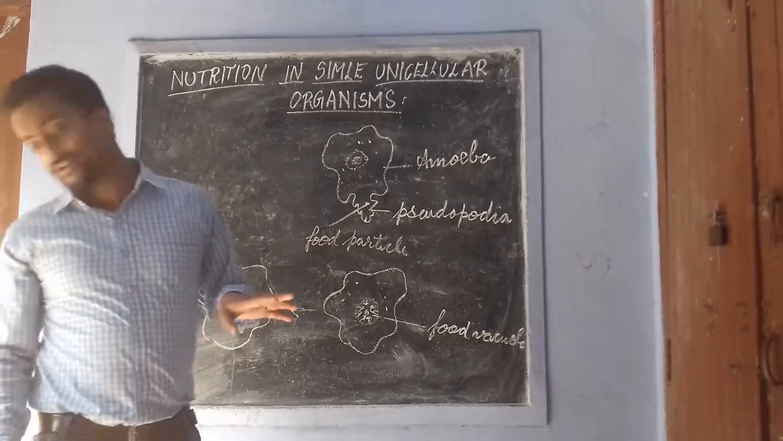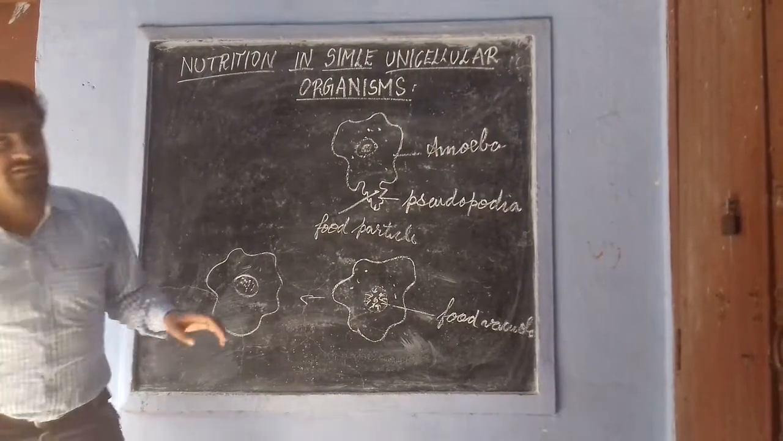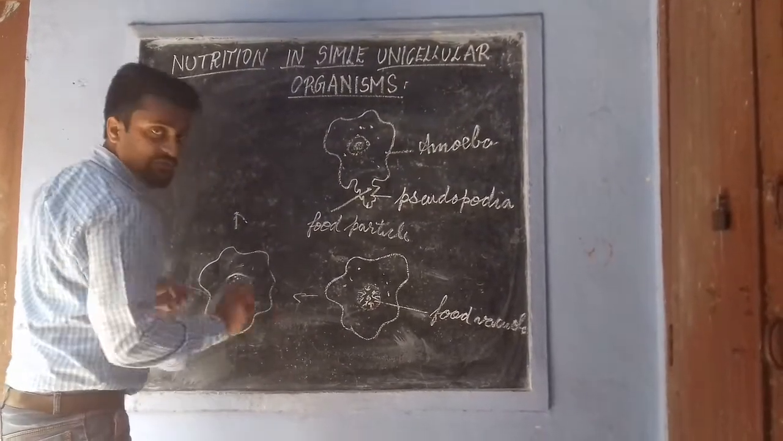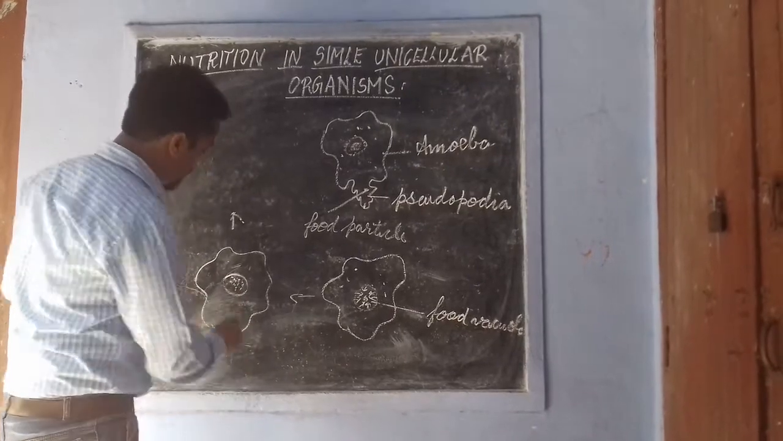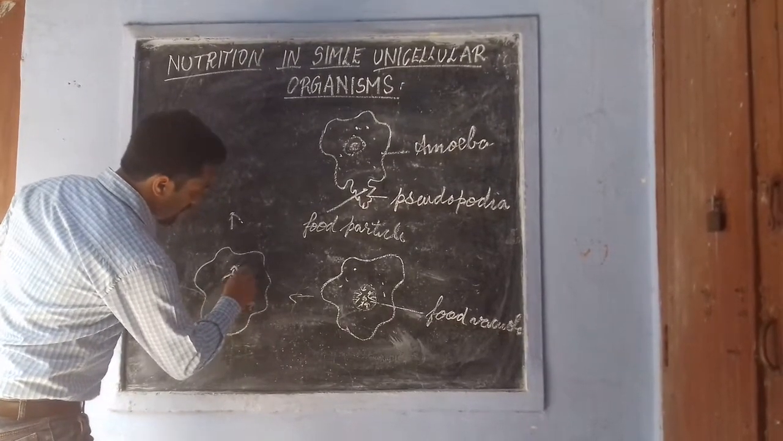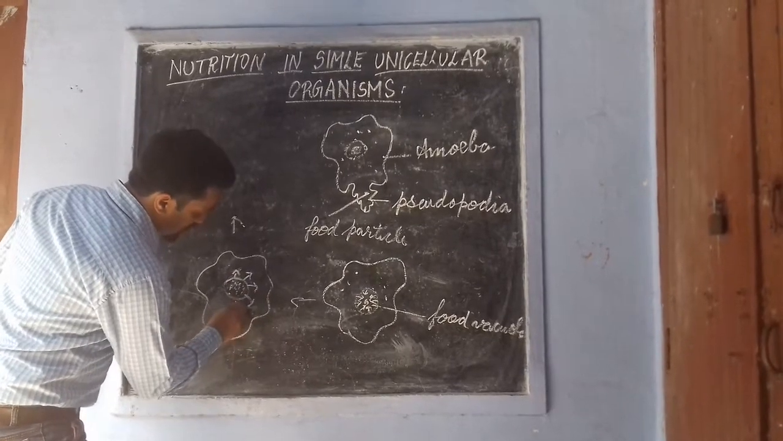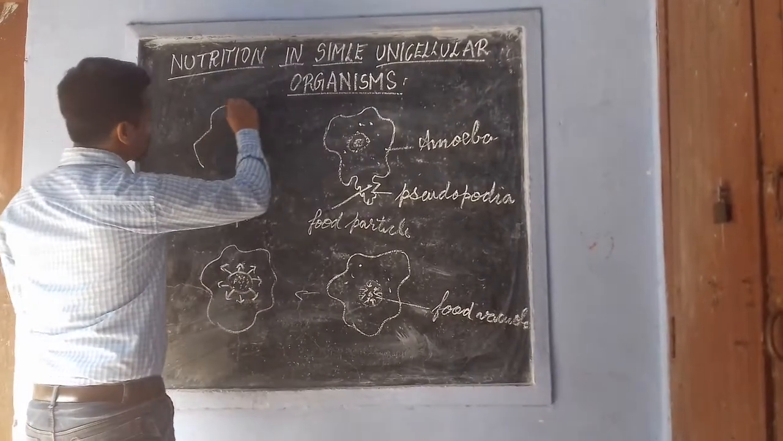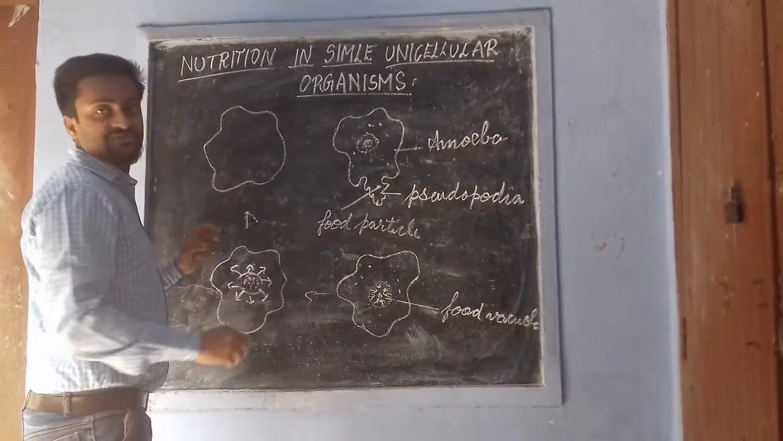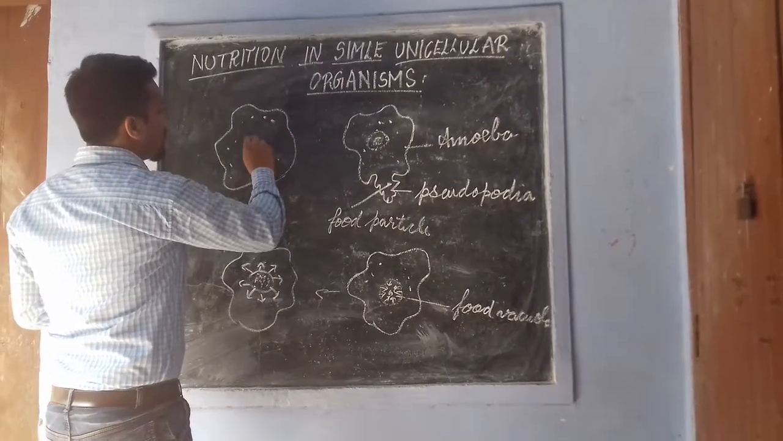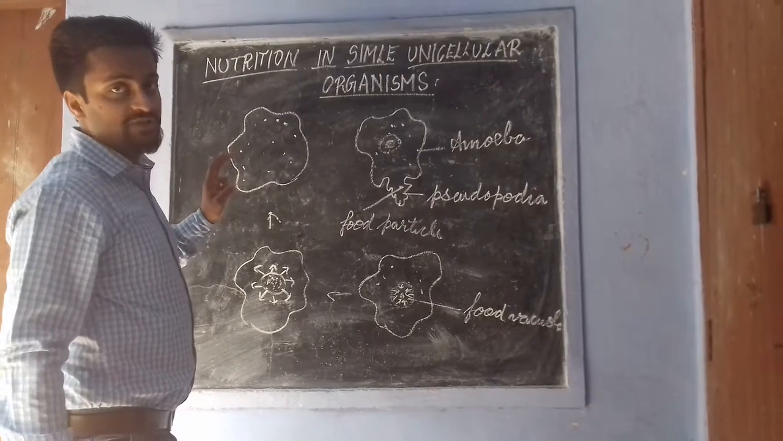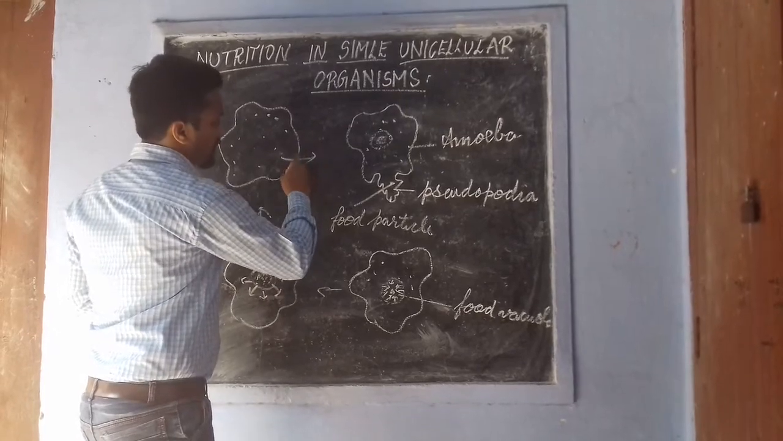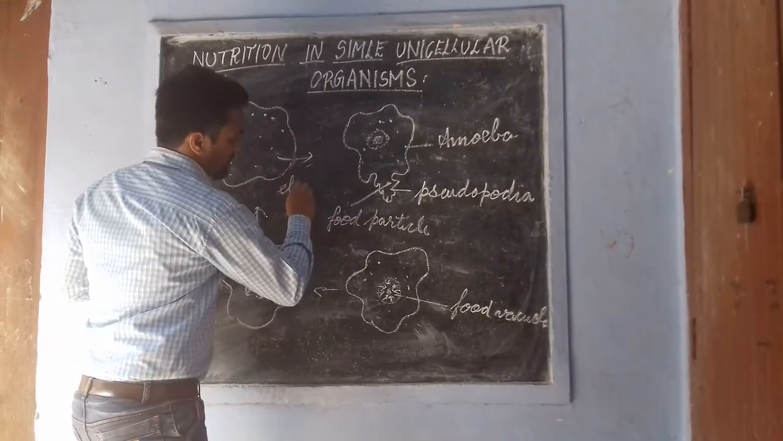Now after the completion of the digestion, what happens? Certain waste products are also there. Now the digestion process is complete and this digested food is dispersed into the cytoplasm. Now this food vacuole disappears. Whatever the remaining waste products are, they are excreted out by rupturing of the cell, and the waste product is eliminated.